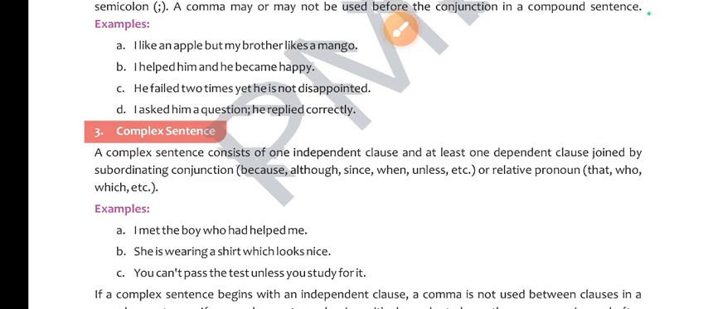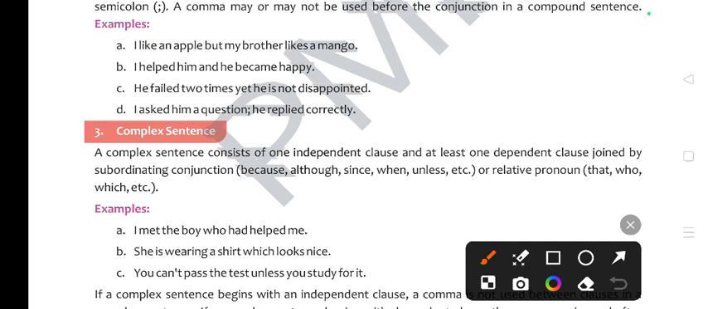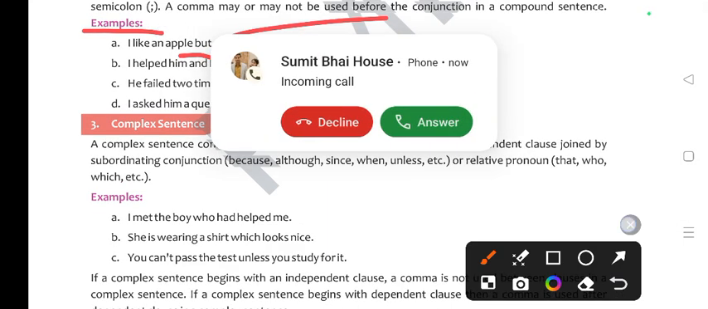Independent clauses can also be joined by a semicolon, or a comma may or may not be used before the conjunction in a compound sentence. For example, I like an apple. This is a complete sentence. My mother likes a mango. So these two sentences both are independent and they are joined.